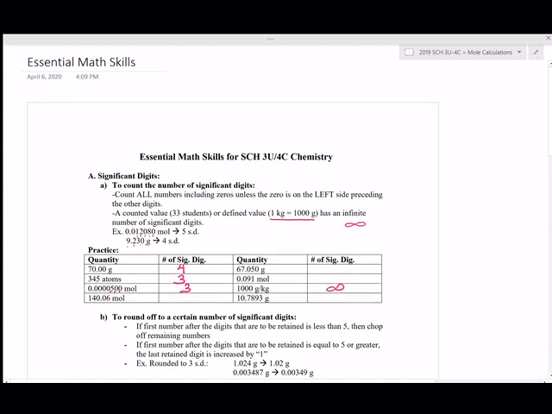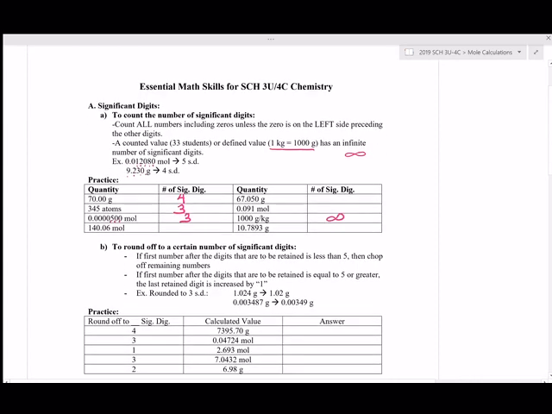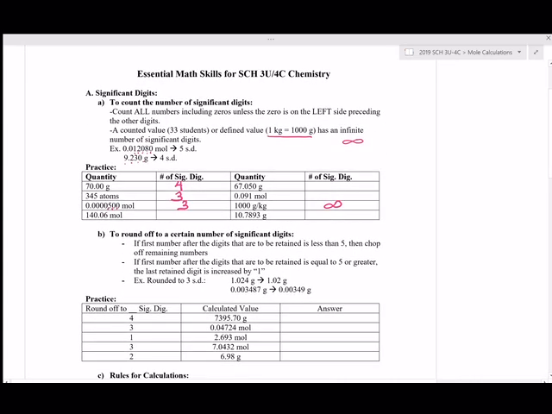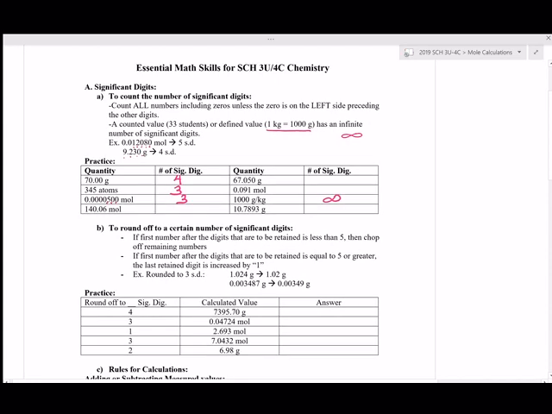Okay, so I'm going to leave those for you to practice because you will be doing a quiz on these skills. All right, so once you can identify how many significant digits you have in a number, there are times when, after doing a calculation, you're going to have to round off your answer to reflect a specific number of significant digits.